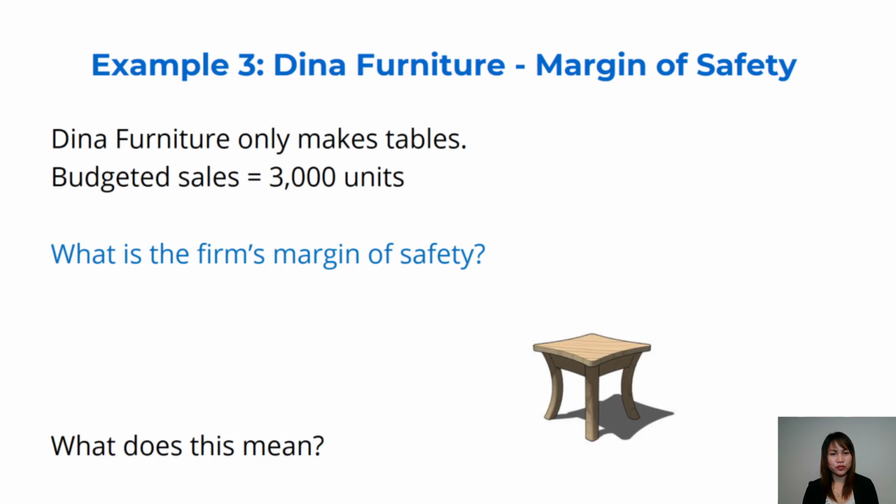Let's revisit Dina Furniture case study as an example of margin of safety. Dina Furniture only makes tables. Budgeted sales 3,000 units. What is the firm's margin of safety and what does that mean? We can think of margin of safety as the gap between targeted revenue or targeted units to sell and the break-even point. It gives you an indication of how much targeted sales revenue or targeted units to sell can drop before reaching the break-even point.